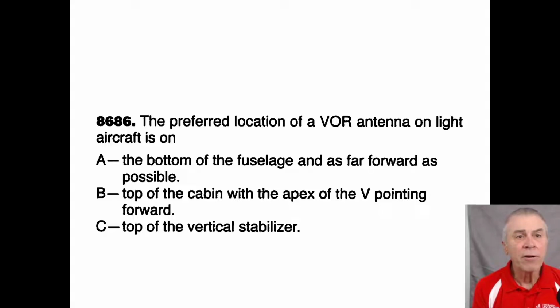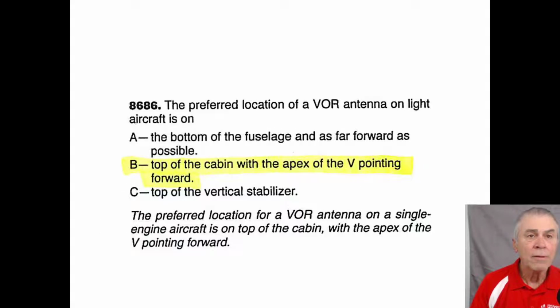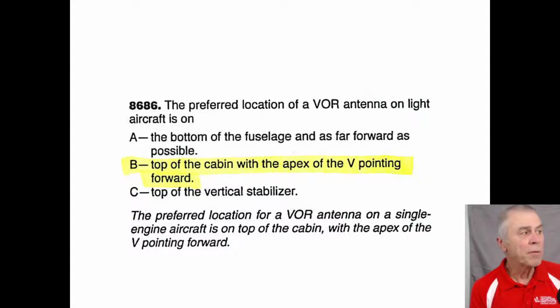It is light aircraft. Let's see what the official answer is. But I'd say there's a bit of an argument for B and C. Top of the vertical stabilizer sounds best, so. Ooh. Top of the cabin. Yeah, so at the apex of the V pointing forward. It's been a while, but that's probably why I like the answer.